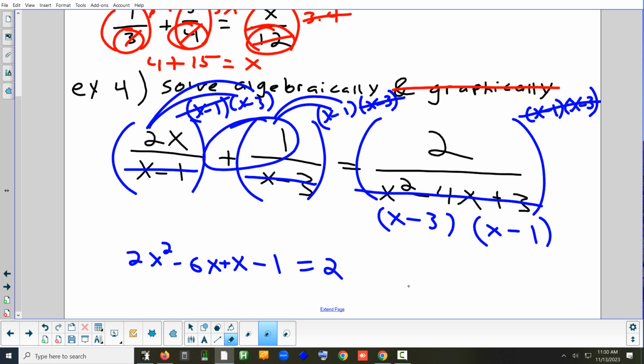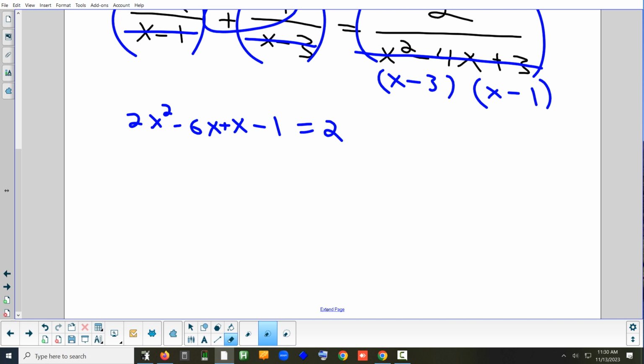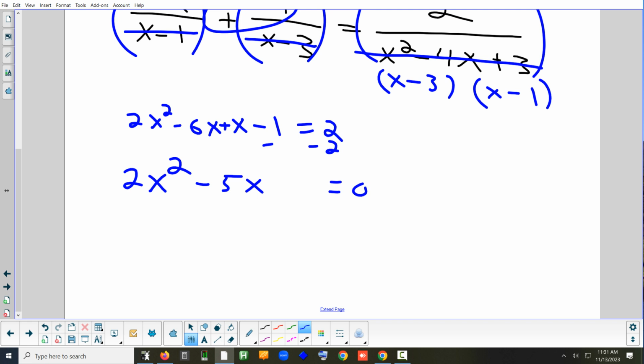Okay. Now we've gotten rid of all the denominators. What kind of equation is that? Quadratic. And when we solve a quadratic, what do we always try to get it equal to? 0. There you go. Let's get it equal to 0. So 2x squared. What's negative 6x plus 1x? Negative 5x. And how would you move the 2 to the left side? Subtract it. And what's that going to give you for your constant? Negative 3.